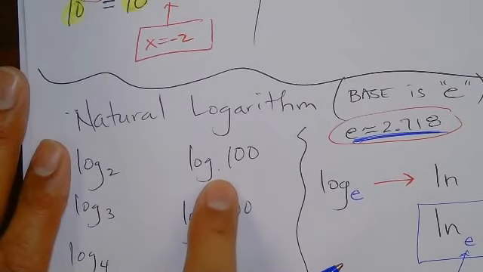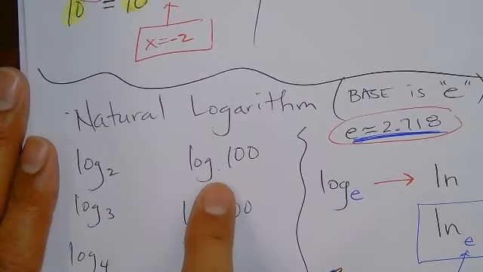The base is always e. They're not going to write it. Just like over here, let's go back to these. Remember these, the regular common logarithms? If it doesn't have a base, this one is 10. This one is 10. Okay.